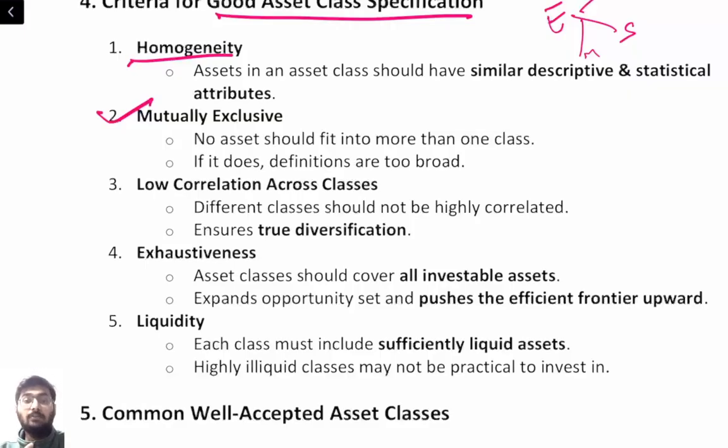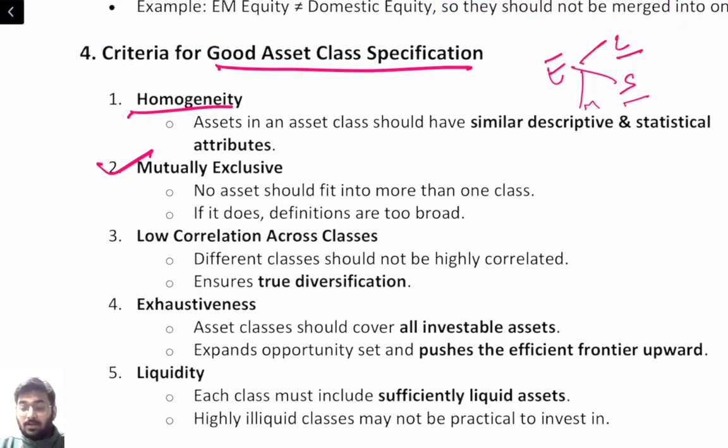Equity and equity will have a high correlation, but equity and bonds will have lower correlation. When I say equity and equity, I might be talking about large cap and small cap. They are part of the equity, so the behavior almost remains the same. On average it remains the same.